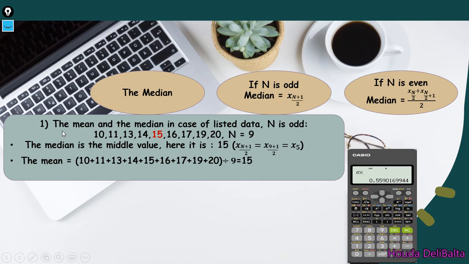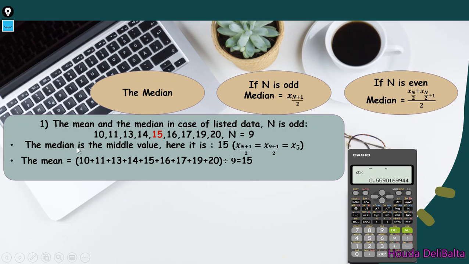Here is the first example. I'm going to talk in this example about the mean and the median in case of listed data, where n is odd. So I'm going to apply this rule as well. Here are the values I'm concerned with: 10, 11, 13, 14, 15, 16, 17, 19, and 20. As you notice, their number is 1, 2, 3, 4, 5, 6, 7, 8, 9. So the total number of these values is 9. That's what we mean by capital N equals 9. And here 9 is odd.